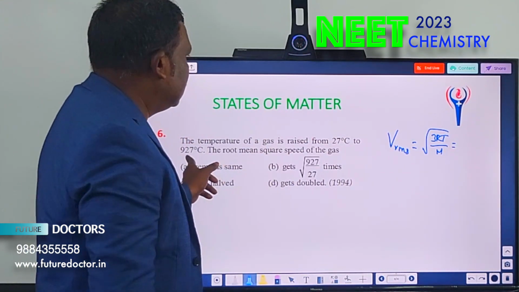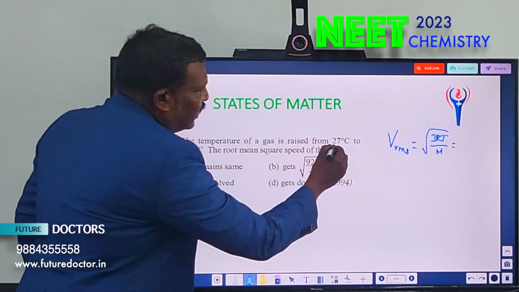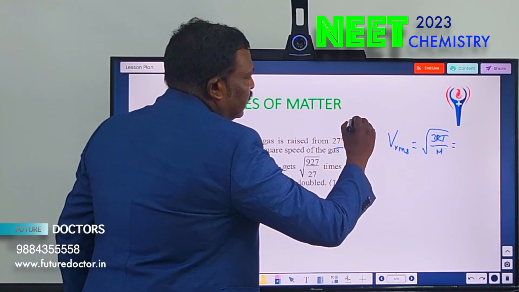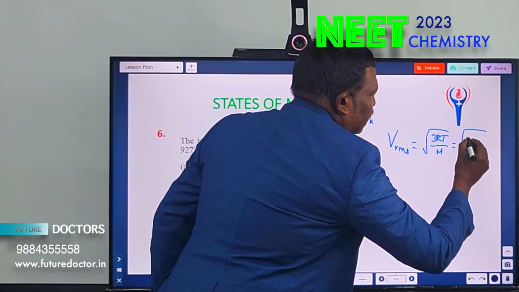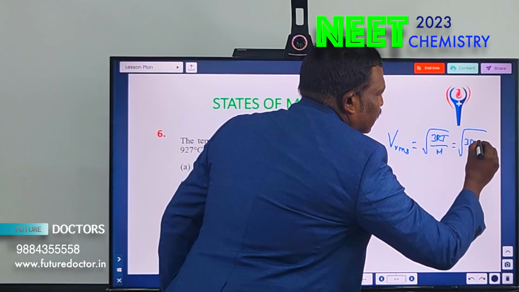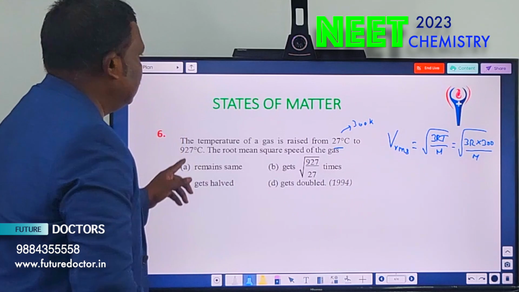Suppose the temperature is 27 degrees Celsius. You convert it into Kelvin. It will be 300 Kelvin. Understood? So in this case, I put 3R into 300 by m. Suppose this is the first case.